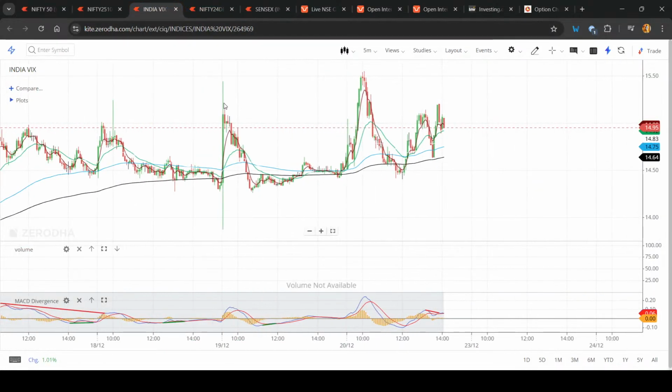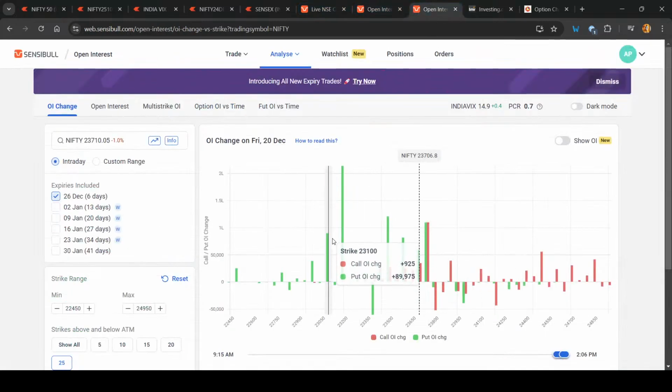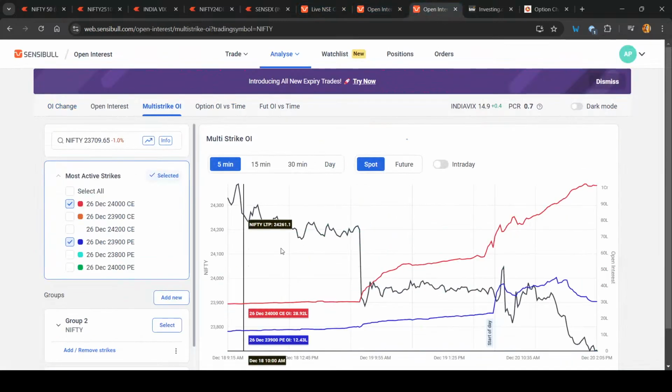Hope that it happens. But yeah, the VIX, the amount by which the VIX is coming down, is giving me spooky vibes, because when the VIX is coming down, it means that option writing is happening. I'm not sure whether option writing is happening on the put side or the call side.